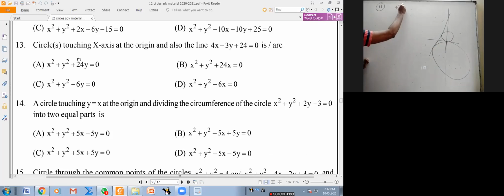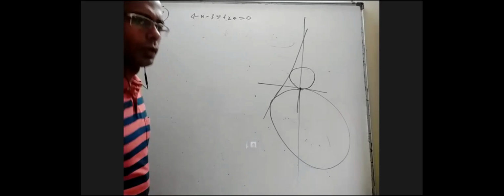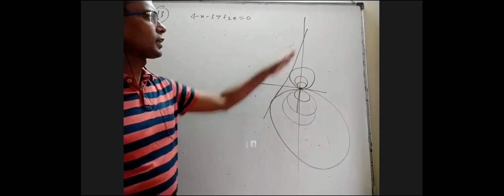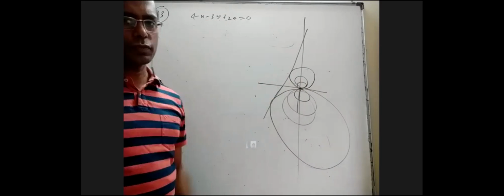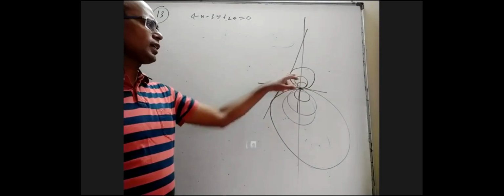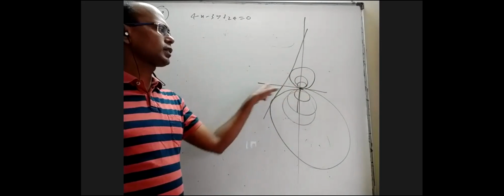The line is 4x minus 3y plus 24 equal to 0. You can easily see here, touching the x-axis at the origin, there will be a lot of circles. Among them, only two particular circles can touch this line 4x minus 3y plus 24 equal to 0. I can write that as a family of circles, because I know the point circle, I know the line, S plus lambda L equal to 0, I can do it.